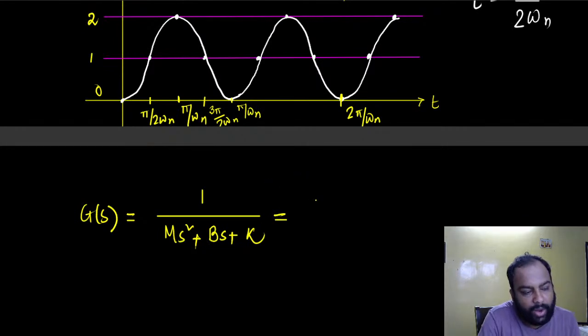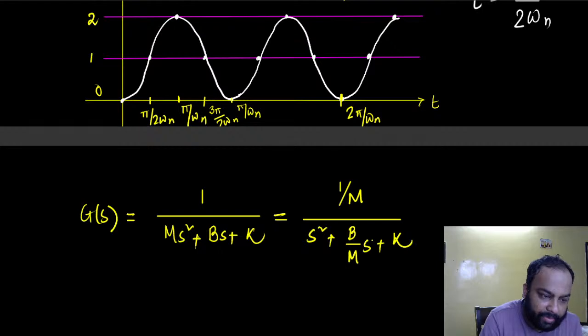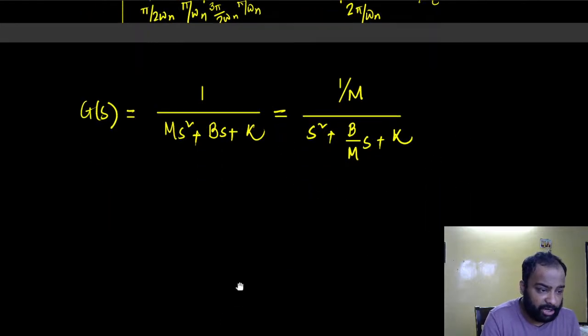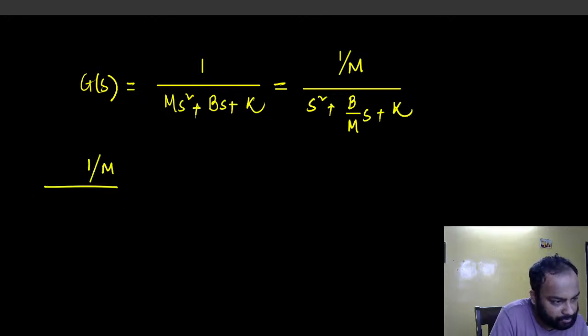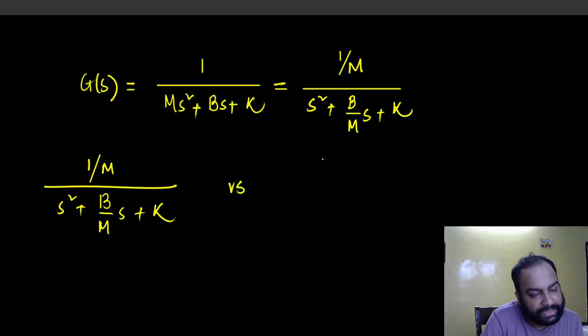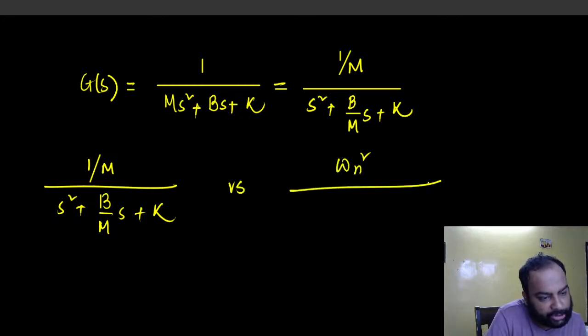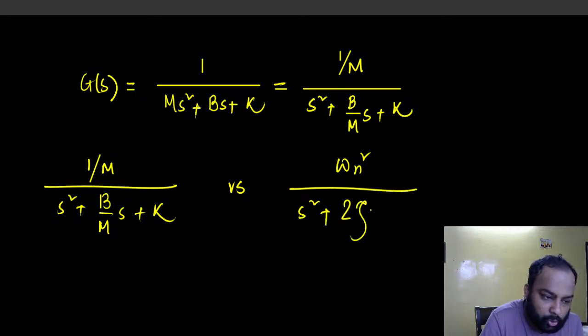So what we essentially did, we divided the numerator and the denominator by m. So I would have s square plus b by m s plus k by m. So I have this transfer function, which is 1 by m divided by s square plus b by m s plus k by m. Let's tally this with the standard form of the second order transfer function, which was omega n square divided by s square plus 2 zeta omega n s plus omega n square, right?